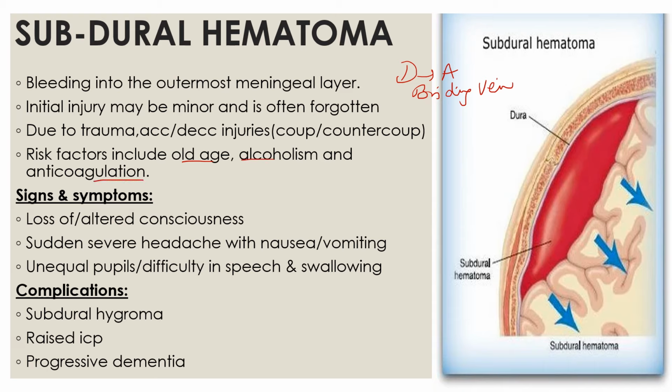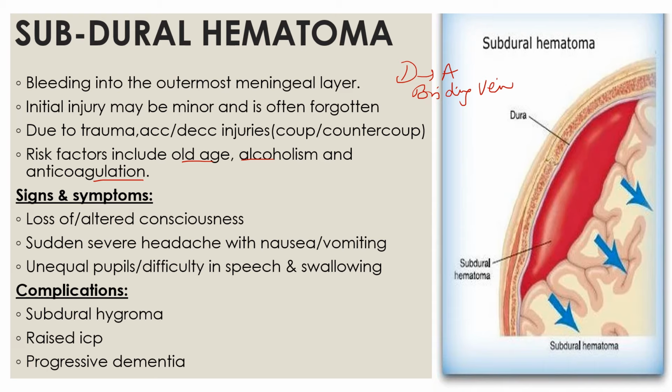The patient may present with either loss or altered consciousness. There is sudden and severe headache with nausea and vomiting. There can be unequal pupils, difficulty in speech and swallowing. If this is not treated timely, complications can develop, for example, subdural hygroma, which is liquefaction of the granulation tissue, which mostly occurs in chronic subdural hematoma.